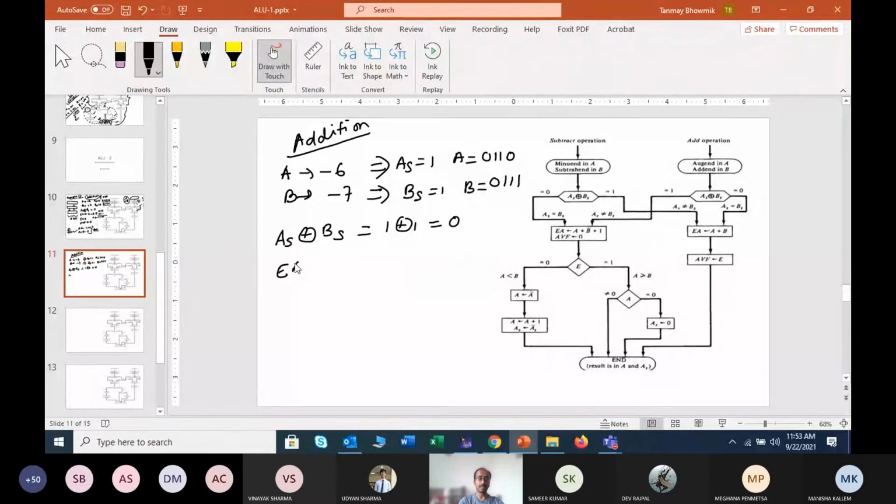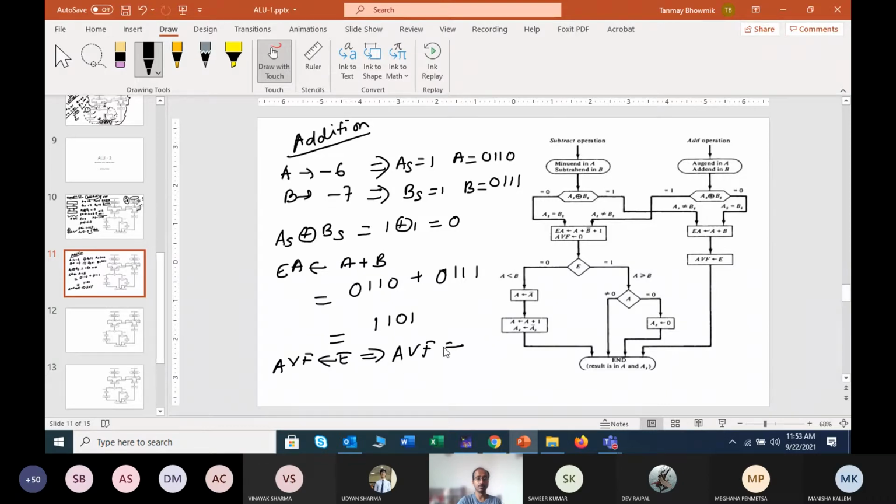So EA is A plus B. How? It is 0 1 1 0, it is 0 1 1 1. So that means finally your result should be 1 1 0 1, 13, and your result has been accommodated in 4 bits just like the previous case. So if you transfer this E to AVF, it will imply that your AVF is also 0 because no carry has been generated.